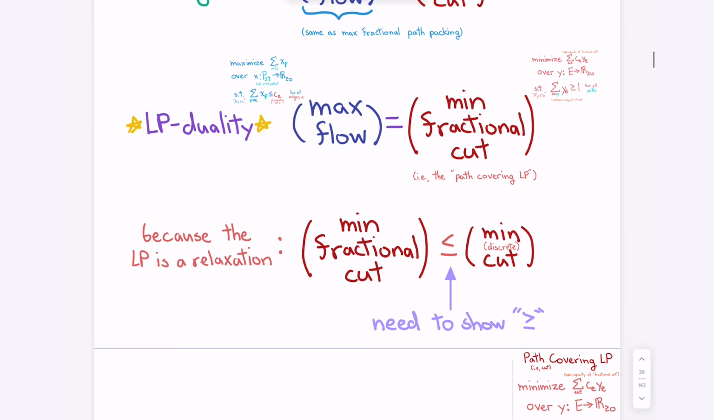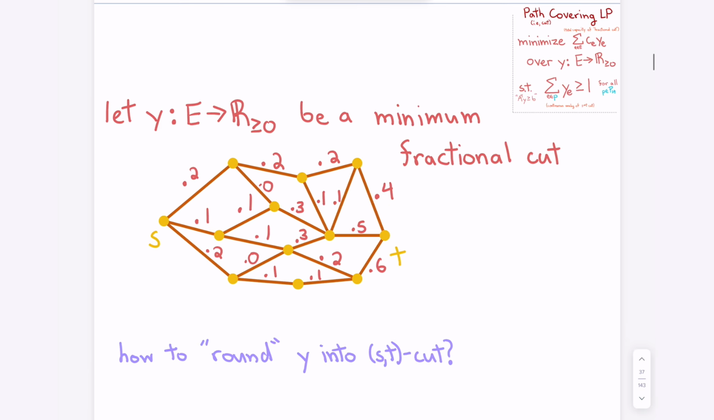All right, good. So in any case, to prove the max flow min cut theorem, you don't even need an algorithm. Just the existence of a solution is fine. It's just a mathematical theorem. So let's say you have a fractional solution. Now I want to round it into an S-T cut. This is some kind of fractional S-T cut. I want to round it. Any ideas?